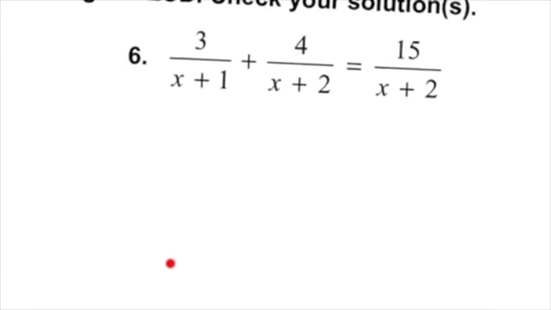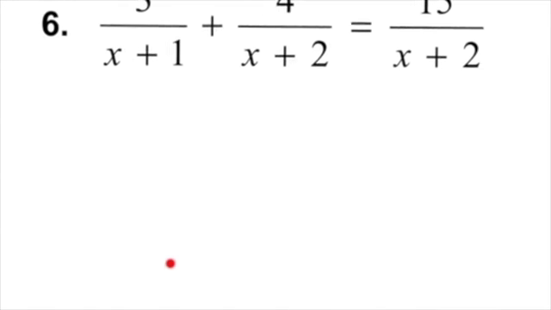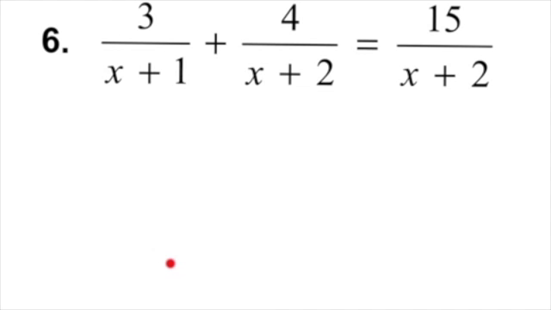So let's look at 6. Remember, each fraction wants what the other one has. So this fraction over here, the denominator is like, hey, wait a minute, this guy's got an x plus 2. I want an x plus 2. So you multiply this side by x plus 2. And then this one's like over here going like, hey, wait a minute, that guy's got an x plus 1. I want an x plus 1. So you multiply this by x plus 1.